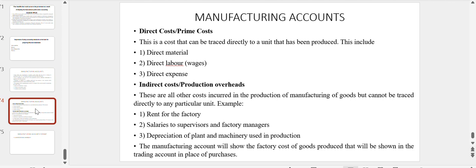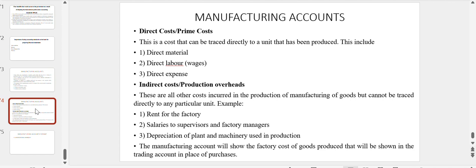For example, if you pay a supervisor some wages, a supervisor does not work directly in the production process. So the wages that you are going to pay a supervisor for supervision will be part of the indirect cost. But a laborer who is working directly, the wages you pay will be under direct labor. Rent for factory, depreciation of plant and machinery in the production process, again form part of the indirect cost. These are costs that are incurred, yes, but cannot be directly traced to the production process.